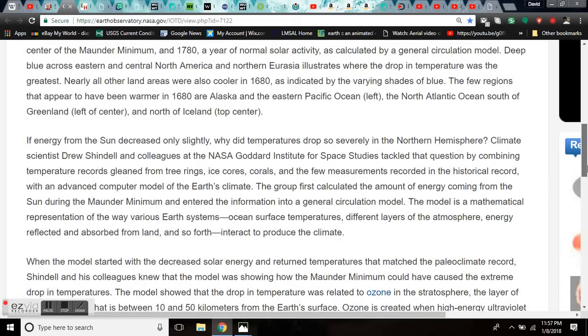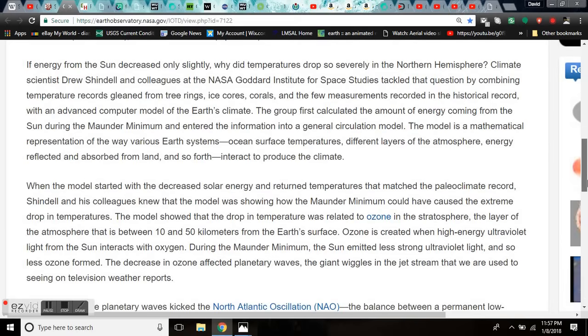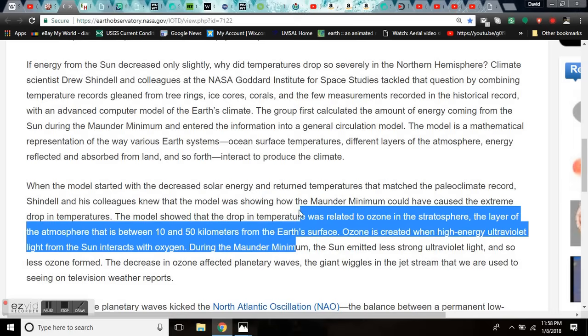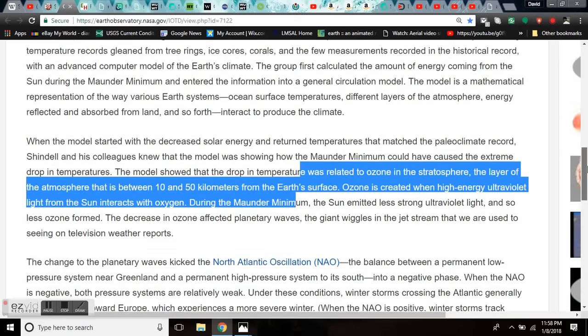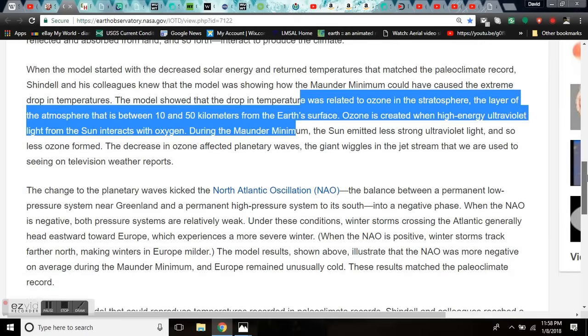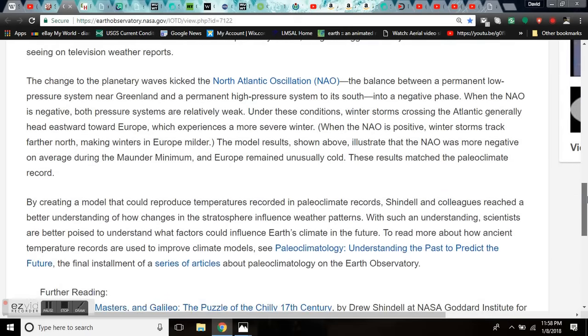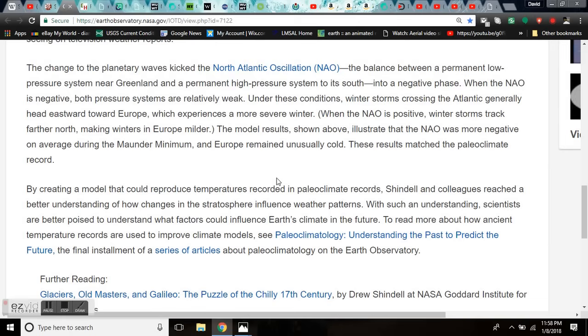If the energy from the sun decreased only slightly, why did temperatures drop so severely? Well, because there's something else going on. The change to the planetary waves kicked the North Atlantic Oscillation, the balance between the permanent low-pressure system near Greenland and the permanent high-pressure system to its south, into a negative phase.